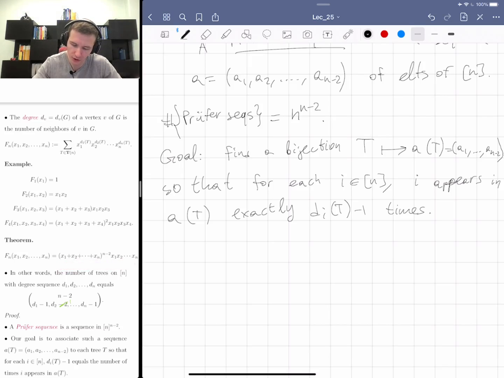So basically, if you just take the sum over all Prüfer sequences of x_i to the number of times i appears in the sequence, it is easily seen to factor into a sum like this times a product like this. Is that clear or is it confusing?